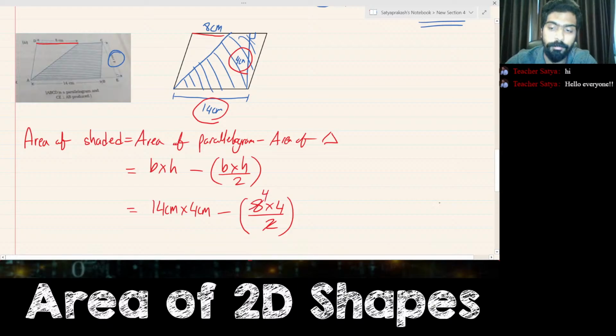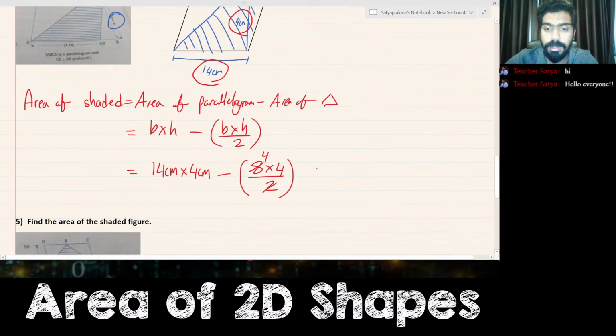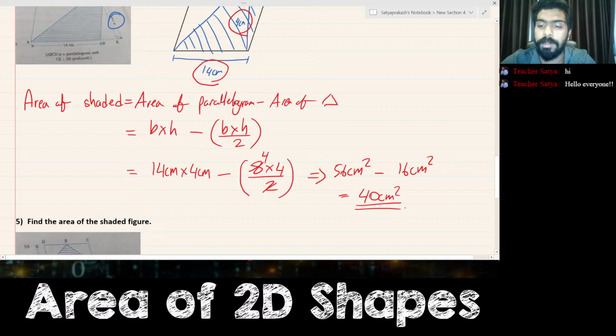This should give us 4, and what we would have here is 14 times 4 is 56 centimeter square minus 16 centimeter square, which is equal to 40 centimeter square, right guys? So the area of the shaded part in this one would be 40 centimeter square.